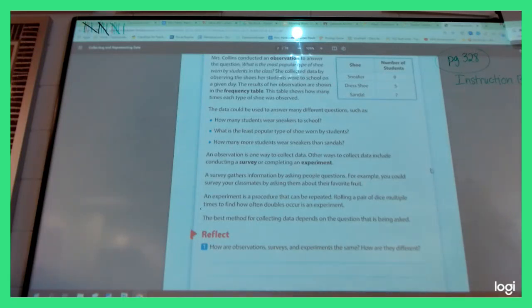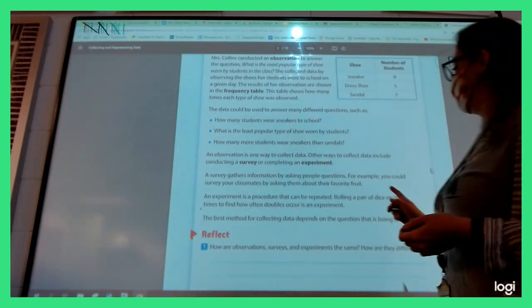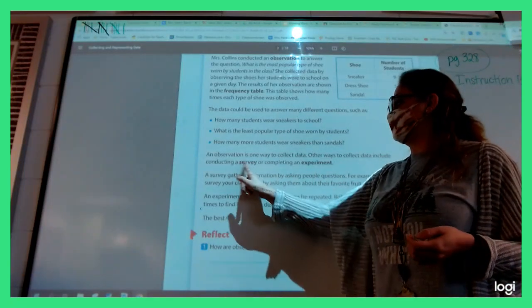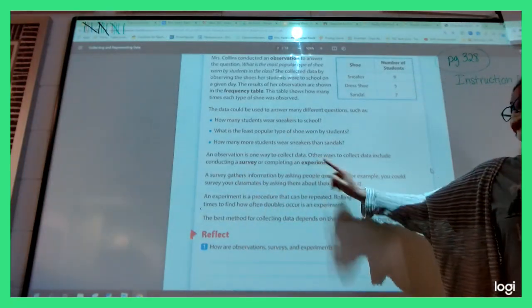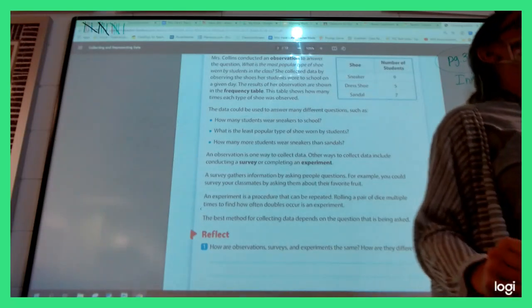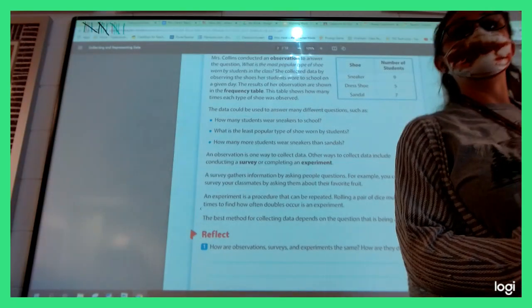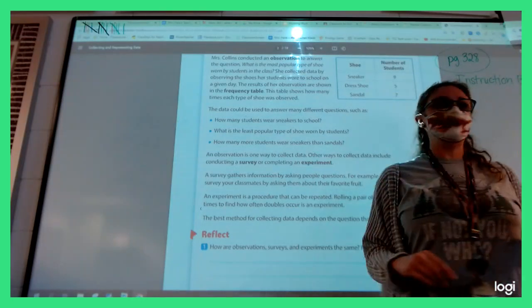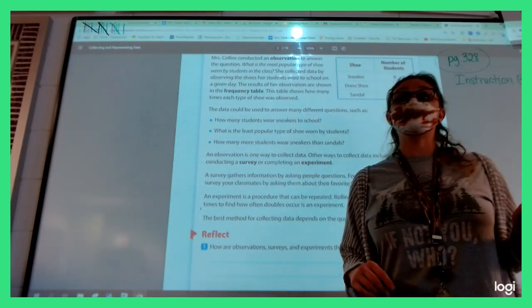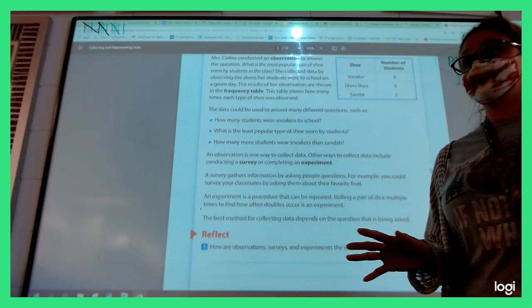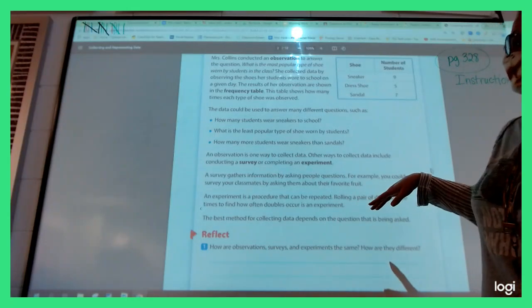So an observation is one way to collect data. Other ways to collect data include conducting a survey or completing an experiment. We are going to focus on surveys, okay? We have done experiments in science and we get data from that, but a survey is different, and I think they're very fun, okay? So you're going to get to come up with your own questions soon, so listen as we talk about how you do it.